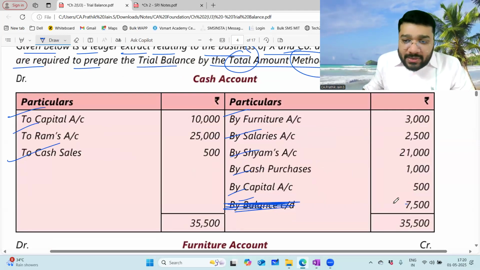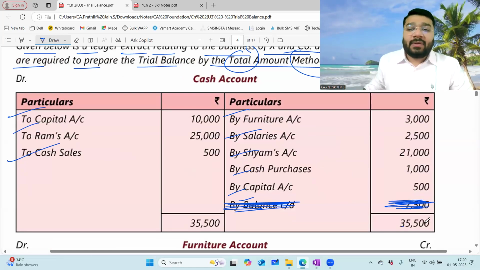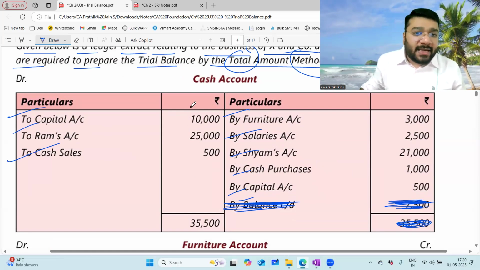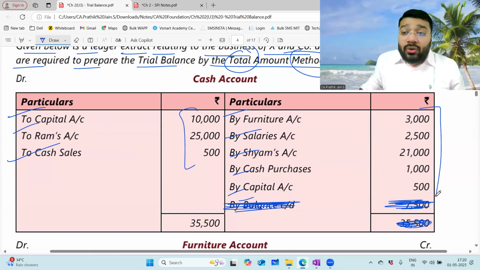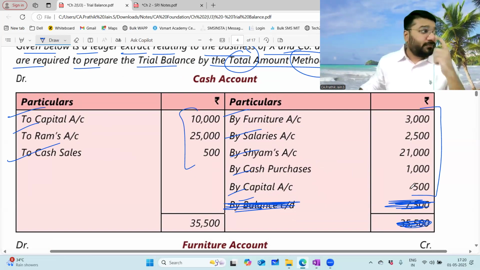Don't see the balance now. 7,500, don't see the balance. Please take your calculator. Do the total of debit and tell me how much. This looks like 35,500 only. Do the total of the credit side.